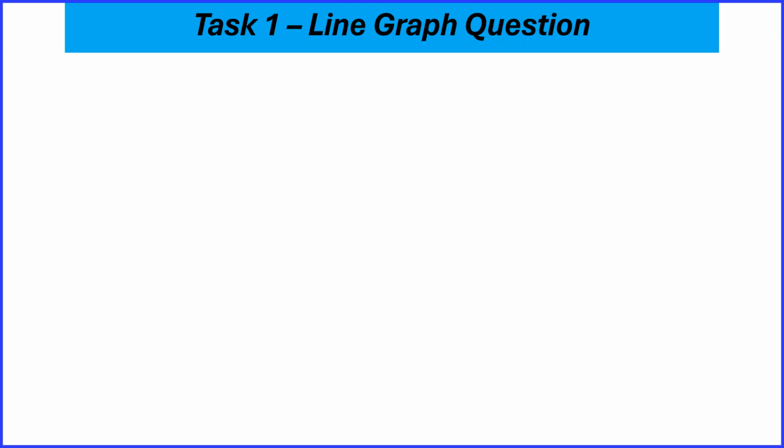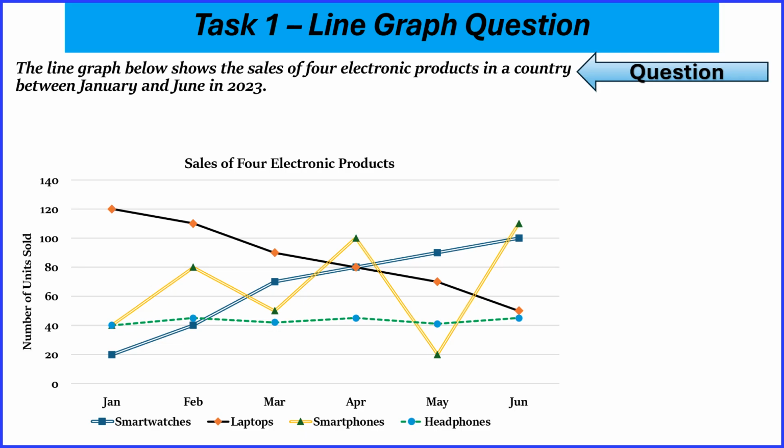Let's take a closer look at the question and understand its components. Here is the question statement. The line graph below shows the sales of 4 electronic products in a country between January and June in 2023. This statement tells us what the graph is about. In this case, the graph shows the sales trends of 4 electronic products over a 6-month period in 2023.